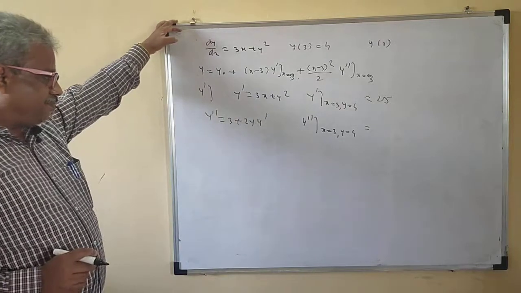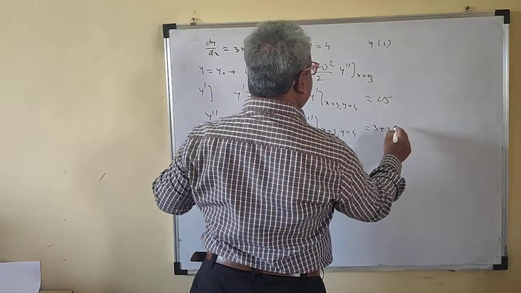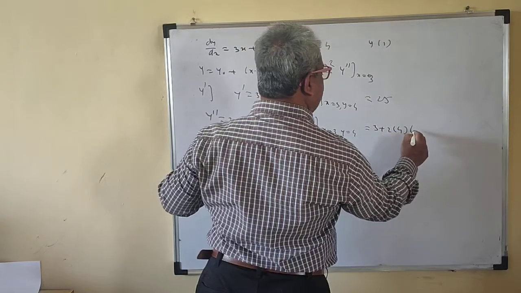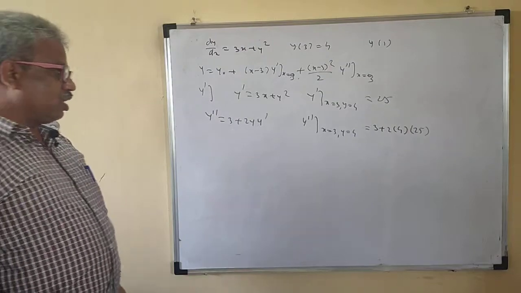So this will be what then? So this is 3 plus 2 times your y, which is 4, times your y prime, which is 25. That gives 203. So this is what then?